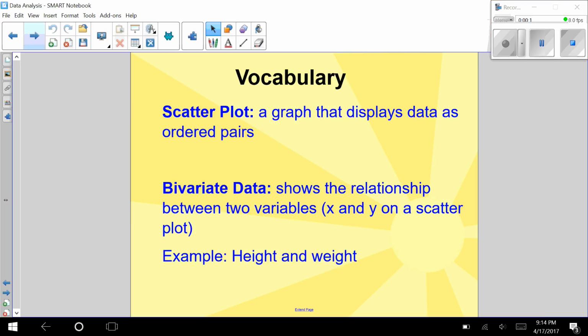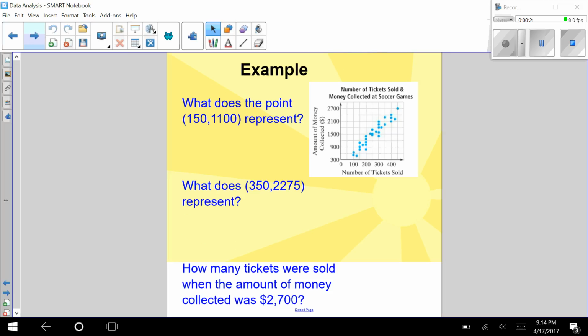A scatter plot is a graph that displays data as ordered pairs. Bivariate data shows the relationship between two variables, x and y, on the scatter plot. So an example of that would be height and weight. We graph bivariate data on a scatter plot. So we're going to begin by talking about what points mean.